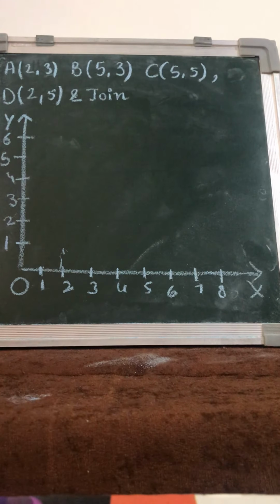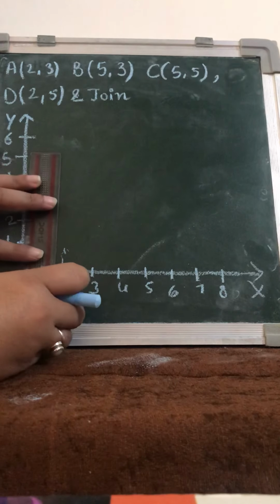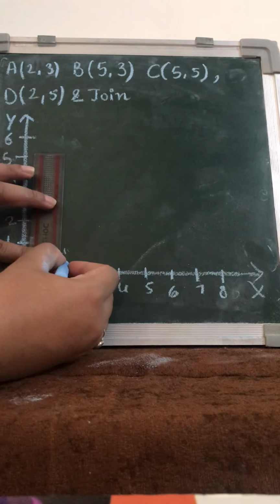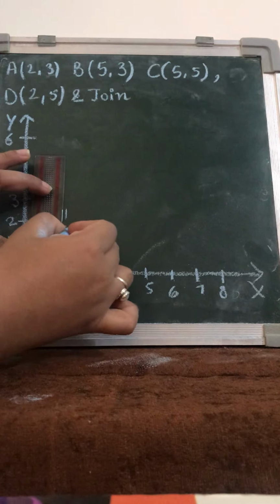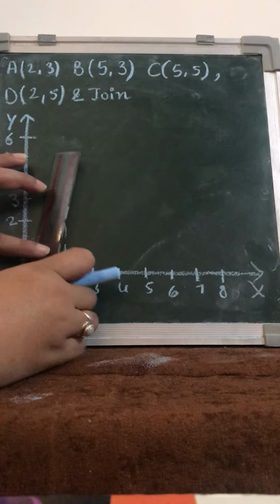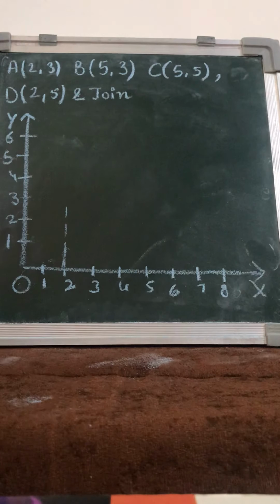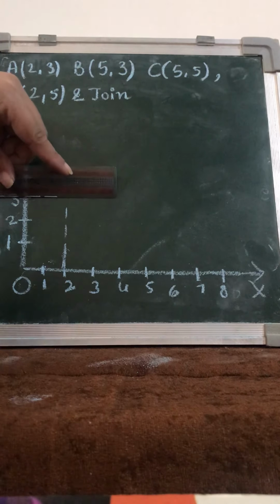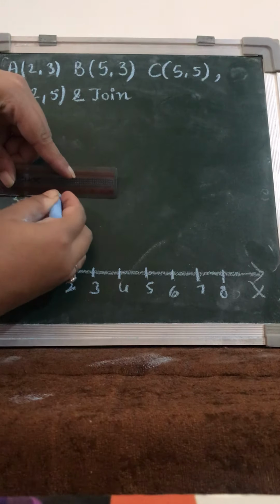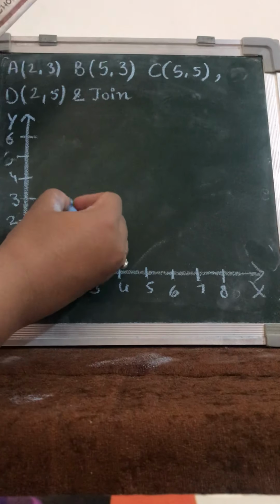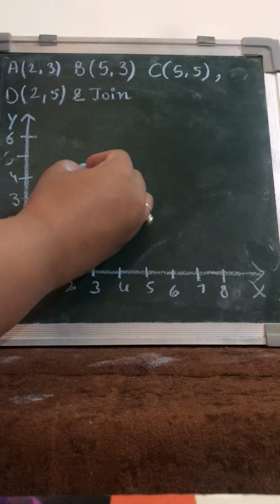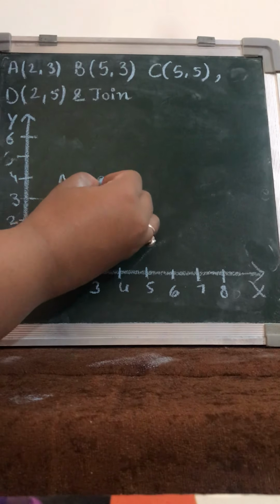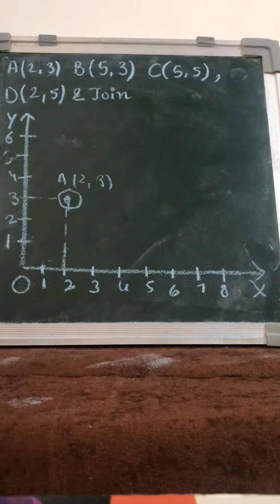Even I am looking for my scale so that I can tell you. See, this way. Can you see my scale? Right. So the x-coordinate is 2 and the y-coordinate is 3. So the first point, children, I have got is A and I'll name it A (2, 3). Now the second point is (5, 3).